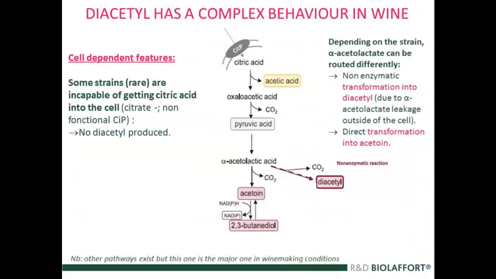But you also have a strain dependent feature. First of all, you probably know that some strains, and this is a very rare feature, are incapable of getting citric acid into the cell. This transporter here that's called CitP doesn't work. So it's totally unable to produce diacetyl. Again, it's very rare, and on the market, there's only 1 or 2 strains that are marketed that way.